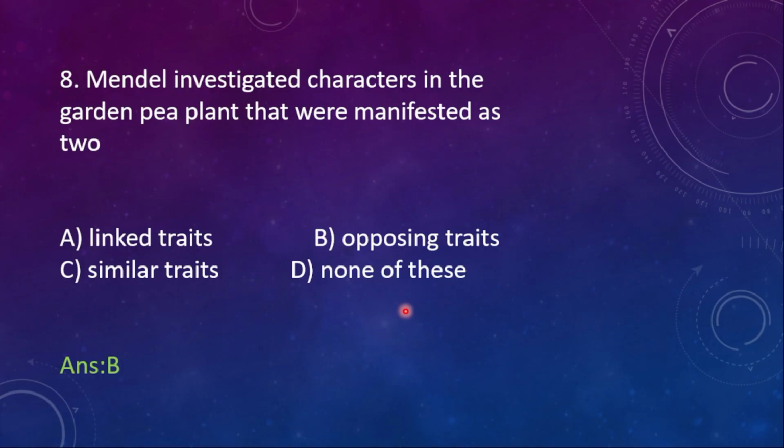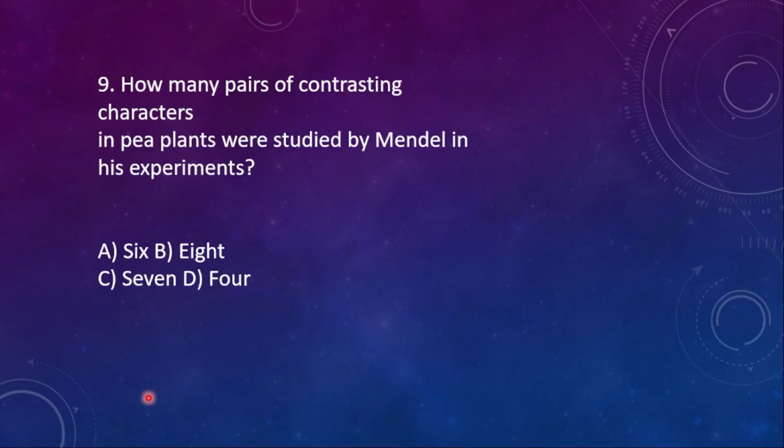Usually what happens, the father of genetics, Mendel, chose the garden pea for his experiment because it had several distinct characters that occurred in two opposing or contrasting forms, like seed shape, round versus wrinkled, seed color, yellow versus green, flower color, violet versus white, pod shape, full versus constricted, and so on. So this is the answer B.